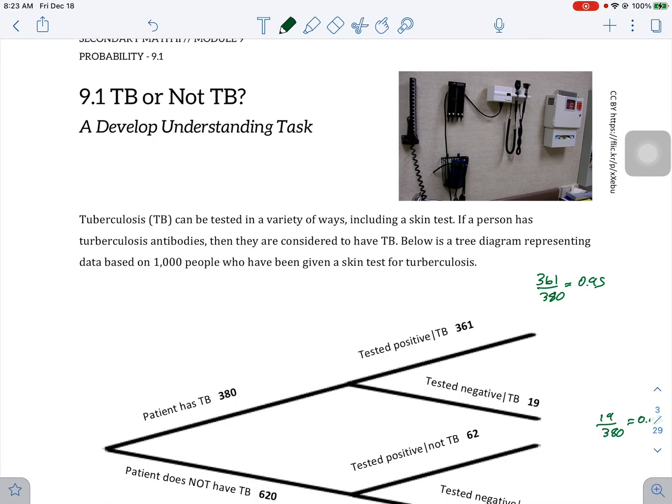We're doing 9.1 here, and it's conditional probability. Conditional probability means what's the probability given a certain condition or given a certain event.